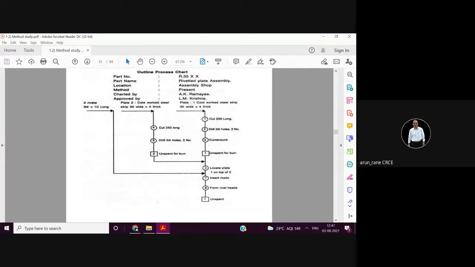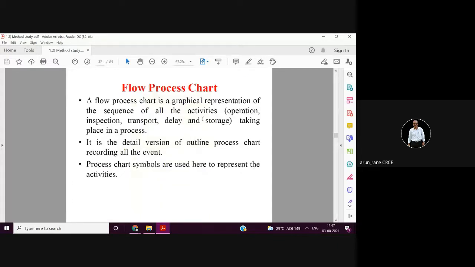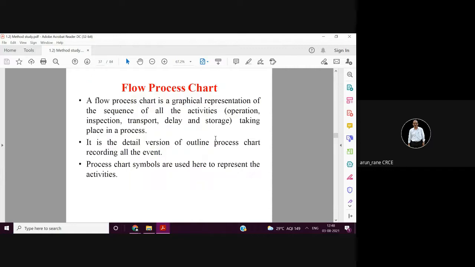One more example taken was for the riveted plate assembly. Then another example was for the plywood manufacturing shop, and something similar we also did in process engineering and tooling under the chapter called classification of operations. And if you remember, the same symbols were used. That is squares, rectangles, circles for the operations. Then for the transport, we have used an arrow.